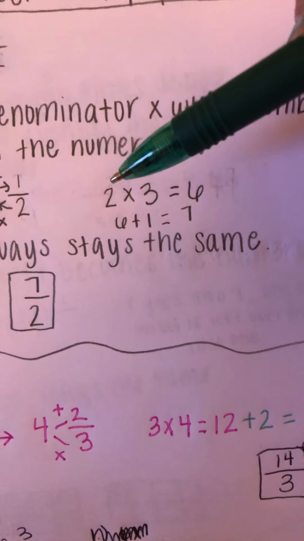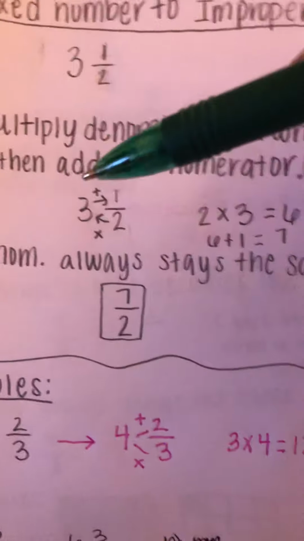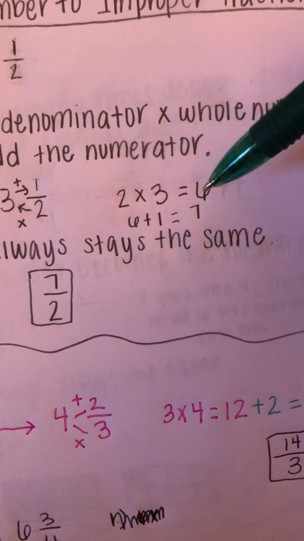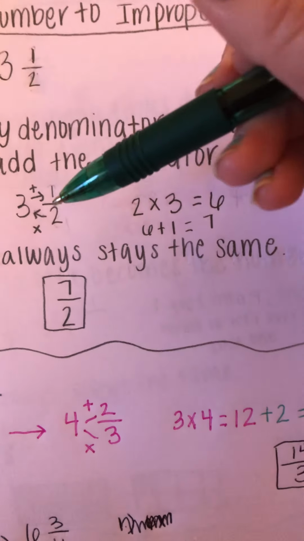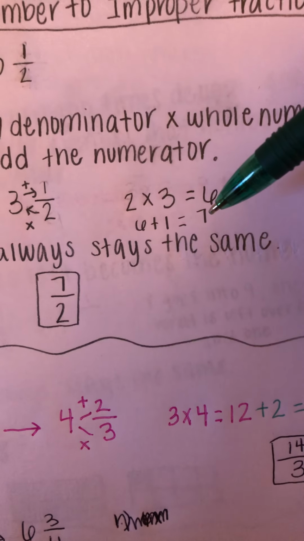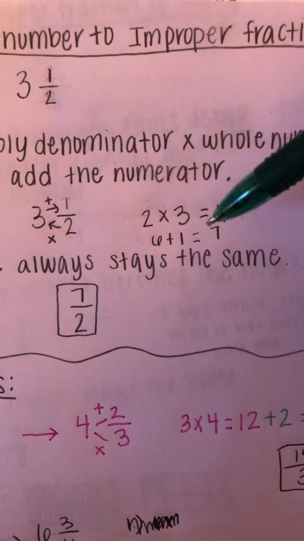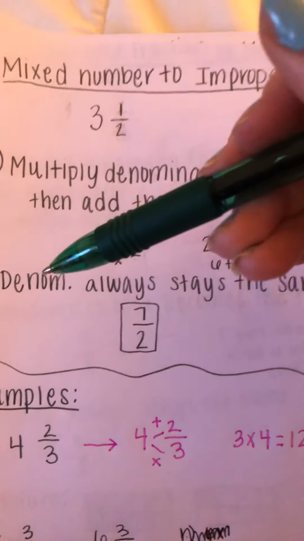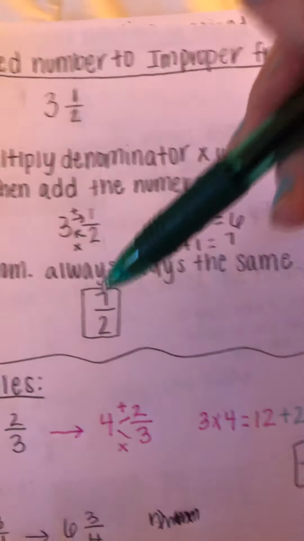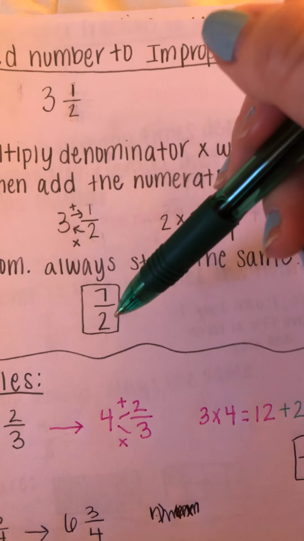You multiply the denominator by the whole number, 2 times 3. That will give you 6. Then you add 1 to it, which gives you 7. And that will be your numerator. And your denominator always stays the same. So my new answer is 7/2.